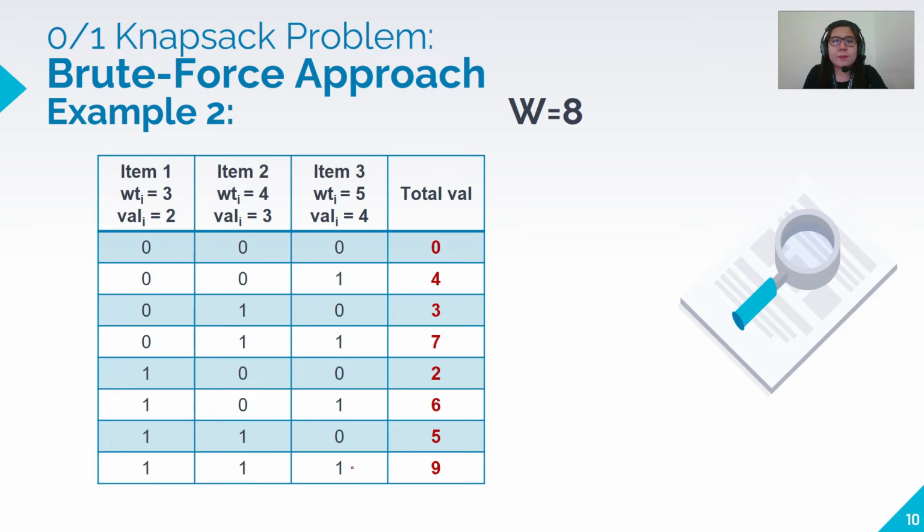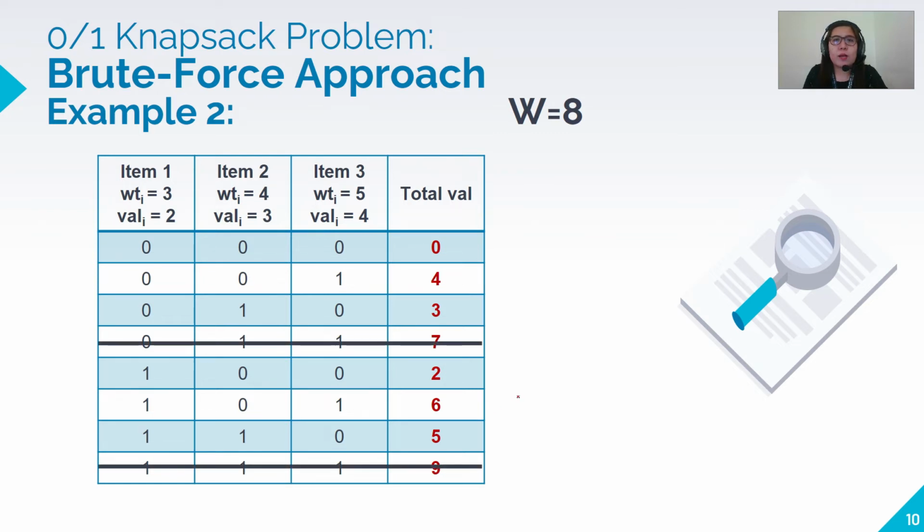So 8 combinations, 4 zeros, 4 ones, 2 zeros, 2 ones, and then 0 1, 0 1, 0 1. Okay, getting for the total value, we have the following: 0, 4, 3, 7, 2, 6, 5, and 9. Consider natin kung ano yung hindi applicable.